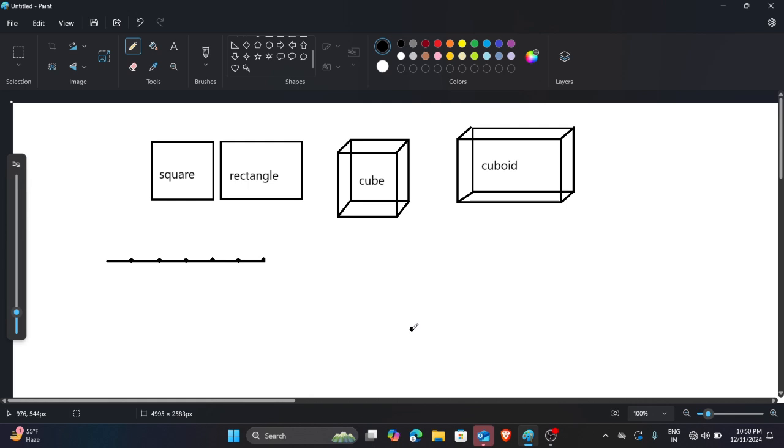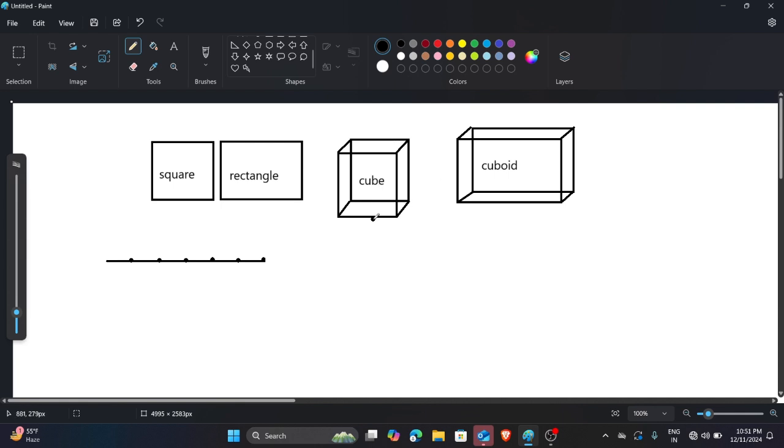Okay, so I hope you all are well. In this video, we try to know about the area of these figures, how this concept is made, and how we can calculate the area. What's happening behind the scenes, so that we can say that this is the area of a square, or this is the area of a rectangle, or this is the area of a cuboid, or this is the area of a cube.